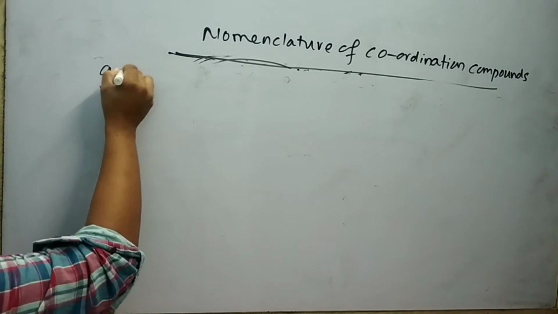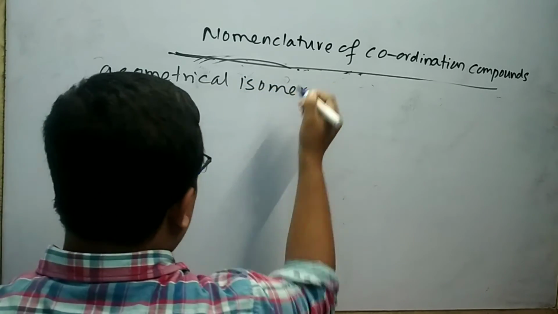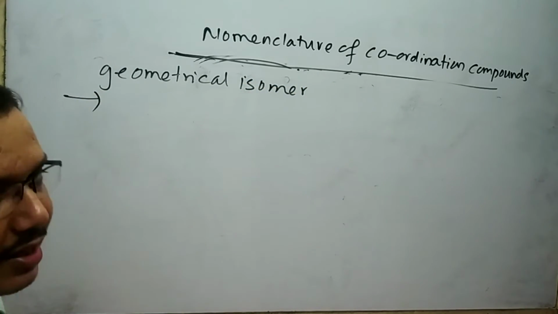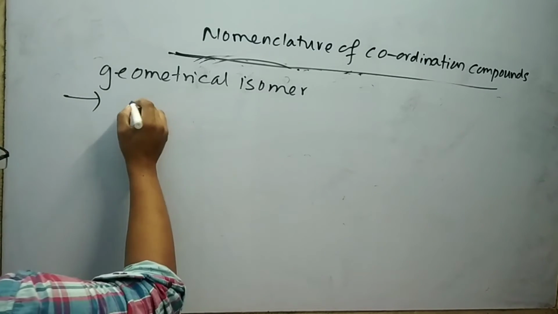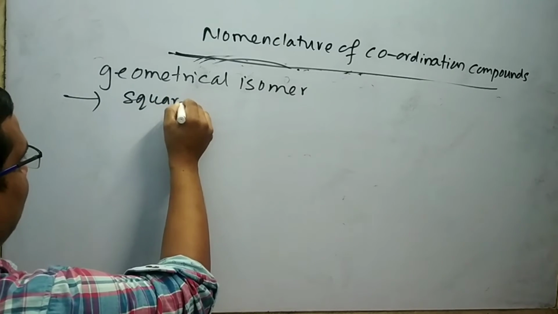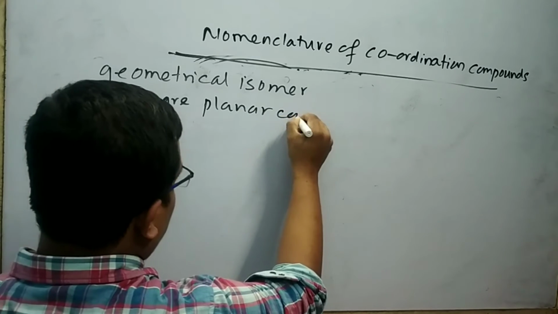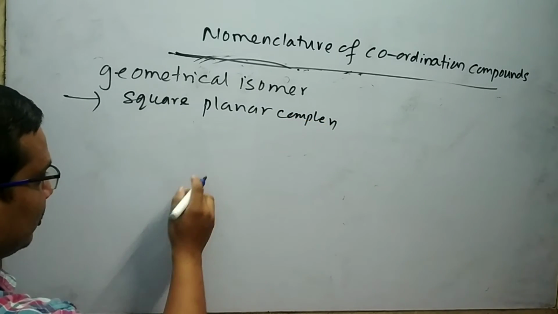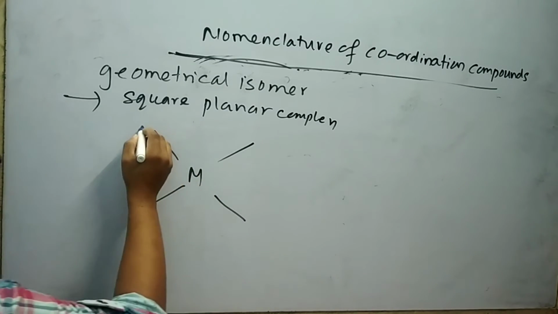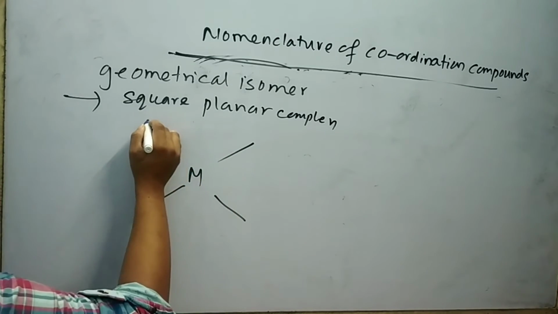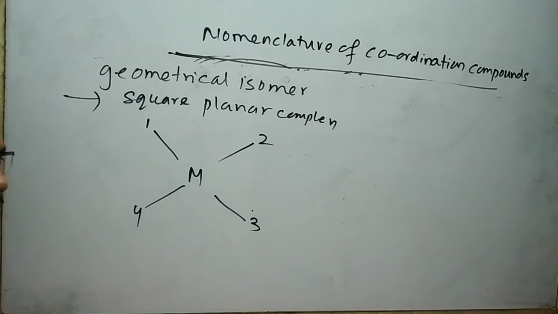Next I will discuss the nomenclature of geometrical isomers. Generally we think about cis and trans isomers. At first I will discuss geometrical isomers in square planar complexes. In a square planar complex, the metal is present like this and the ligands are present like this. Suppose this is your ligand number 1, this is your 2, this is your 3, this is your 4.